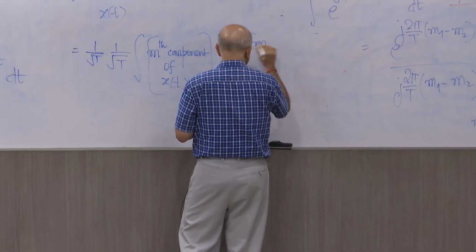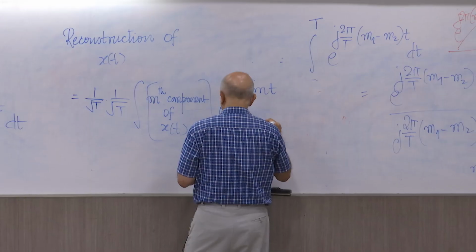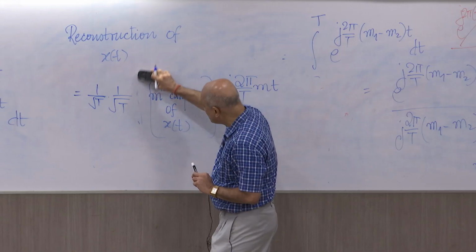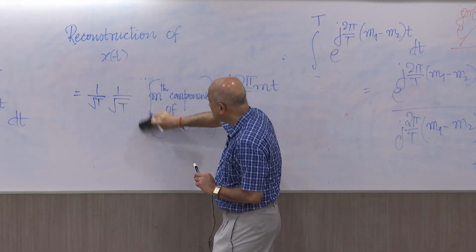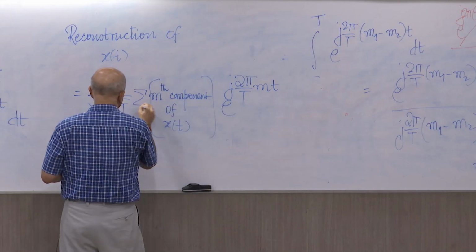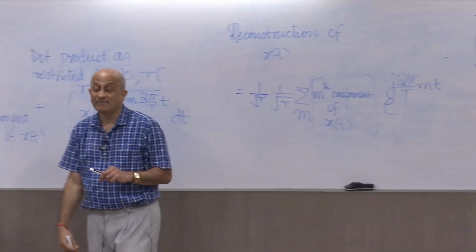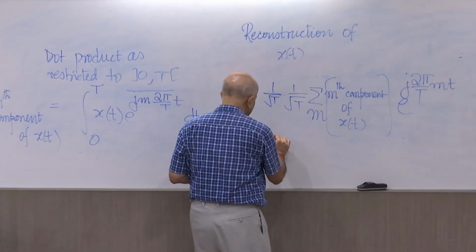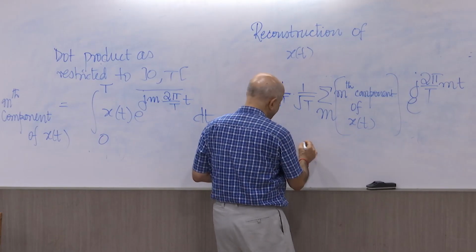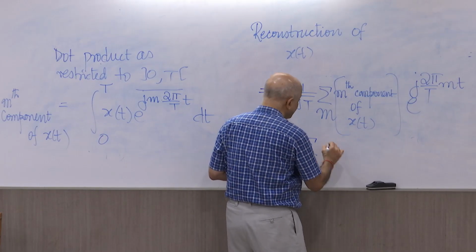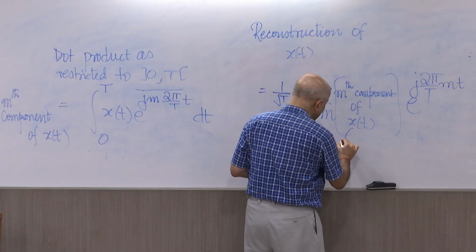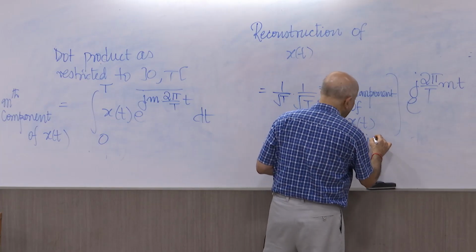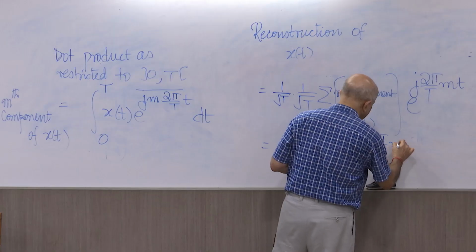Right? Pi by T, and now here you should not integrate, because you have only a discrete set, isn't it? You sum over all m, because now you have a discrete set. And this gives you 1 by T times the sum over all m of x_m, the mth component of x(t), times e raised to the power j 2 pi by T times m t.